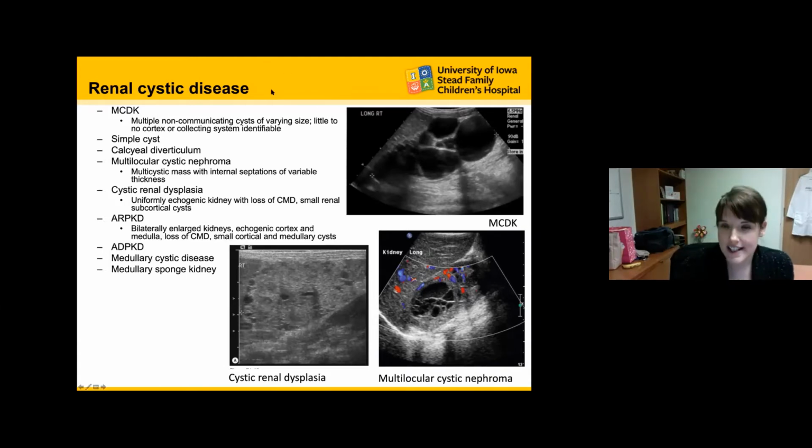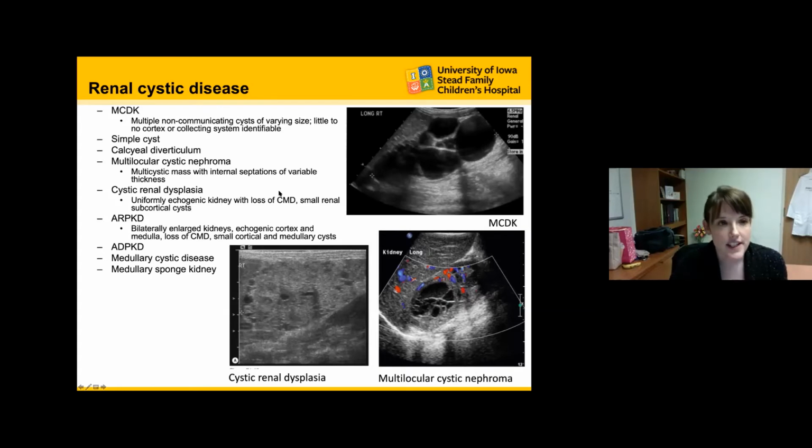So with renal cystic disease, the most common entity that we see in pediatric urology is multicystic dysplastic kidney. That often can be difficult to differentiate from severe hydronephrosis, but generally what you'll see, this is a picture of MCDK right here, multiple non-communicating cysts of varying sizes. That's the important word, non-communicating. So when you scroll through the ultrasound video, if there appears to be any communication, that can be more consistent with hydronephrosis or urinary tract dilation.